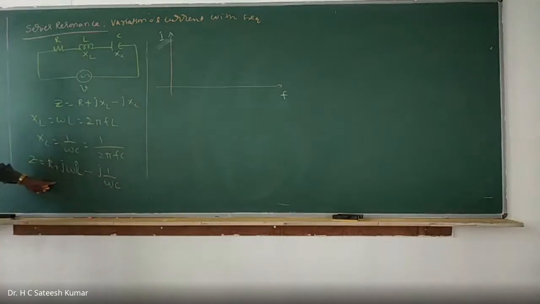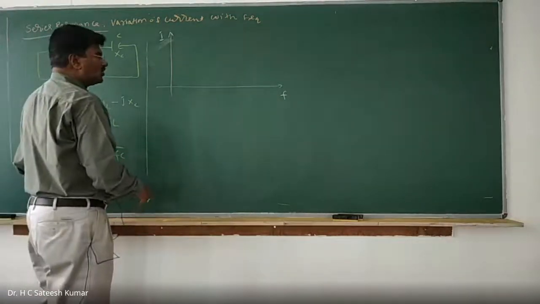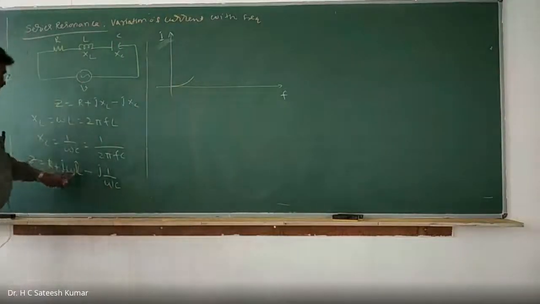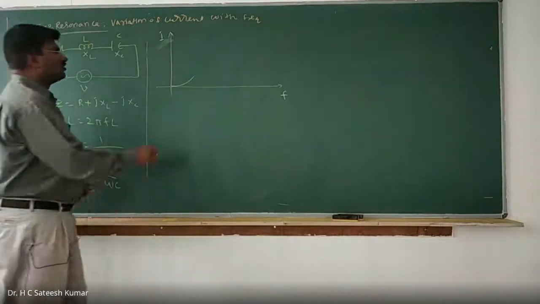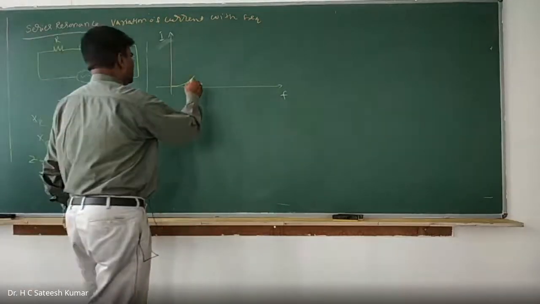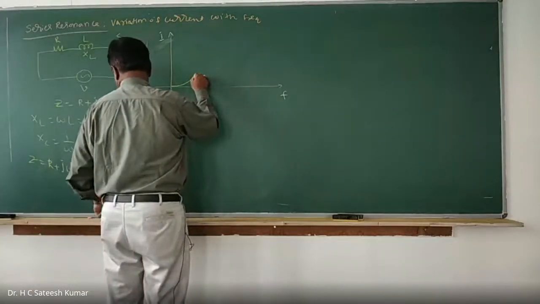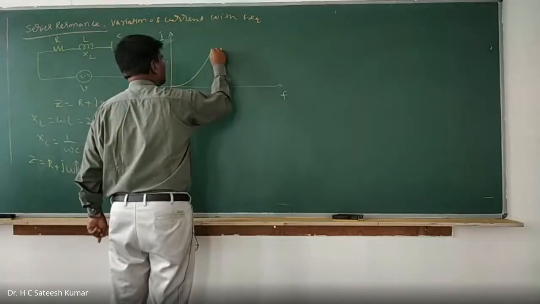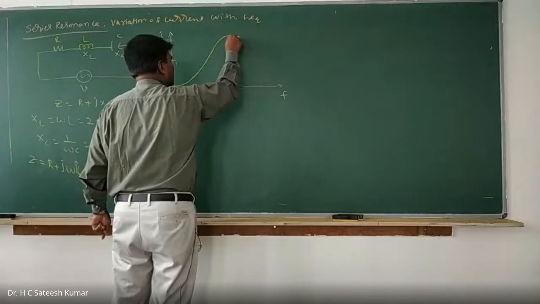Since the inductive reactance is more, the total impedance will be a resistance plus some inductive reactance. Therefore, impedance is more, which means current will be less in the beginning, because of the inductive effect and capacitive effect. Now, as you increase the frequency, what will happen? The impedance is decreasing, and as impedance is decreasing, current is increasing. Okay, right? At resonance, what will happen?